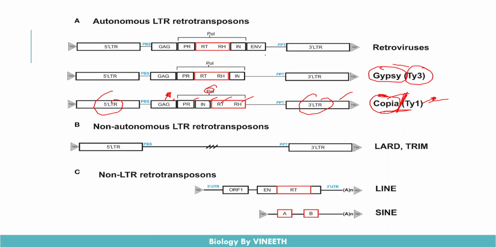Okay, the structure is the same for all autonomous LTR transposons. We also have non-autonomous LTR transposons, which are mainly dependent on the autonomous ones. They require some enzymes from the autonomous LTR transposon for their transposition mechanisms. The major non-autonomous LTR transposons are LARD and TRIM, and I'll explain about these also. And then we have the non-LTR transposons, SINEs and LINEs. I have already discussed SINEs and LINEs in the chapter on repetitive and interspersed DNA sequences, so you can check out that chapter.